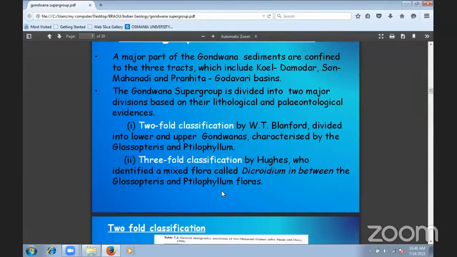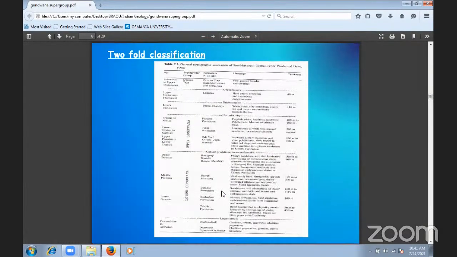It was given by Hughes, who identified a mixed flora, that is Dicroidium, in between the Glossopteris and the Ptilophyllum floras. Yeah, this is a normal stratigraphic succession, which was located in the Son Mahanadi graben. And this is the classification of the Gondwanas.